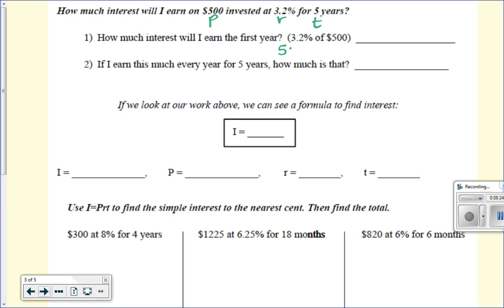Of means to multiply, right? Yep. Okay, can we multiply by 3.2%? What do we have to do with the percent? Absolutely. So let's make sure you change that.